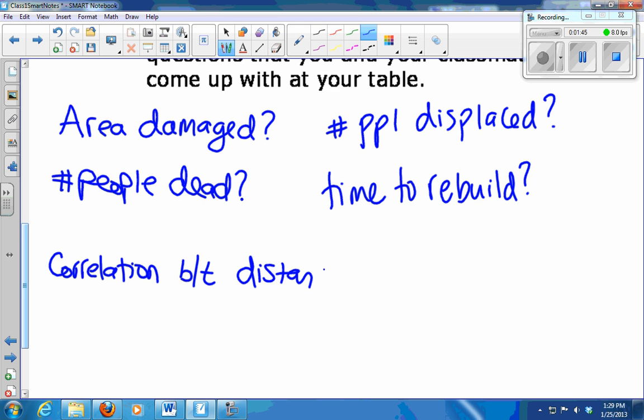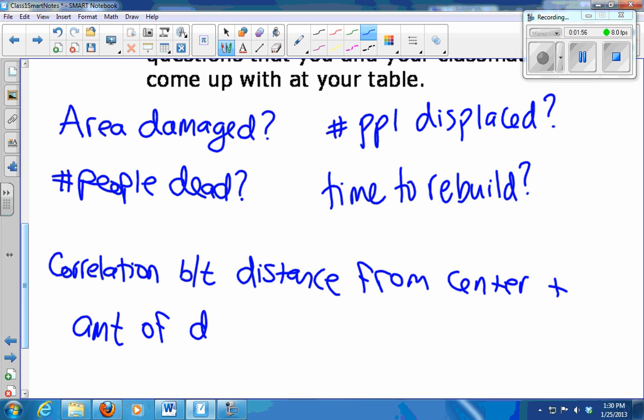Correlation between the distance from epicenter and amount of damage. How do we measure amount of damage?